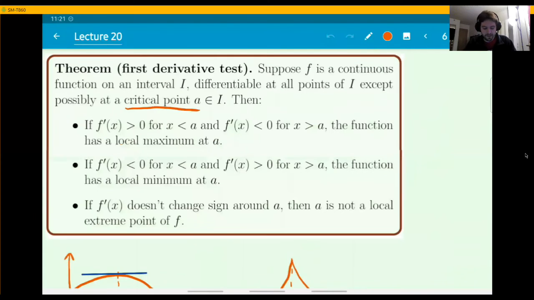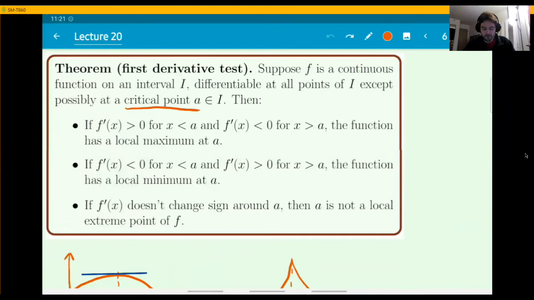But let's move on. Connected to all this, there is now something called the first derivative test. This is a test that allows you to classify critical points as local max, local min, or neither by using the derivative. This is how it works. So you have a continuous function on a certain interval. It's supposed to be differentiable at all points, except possibly at a critical point A.